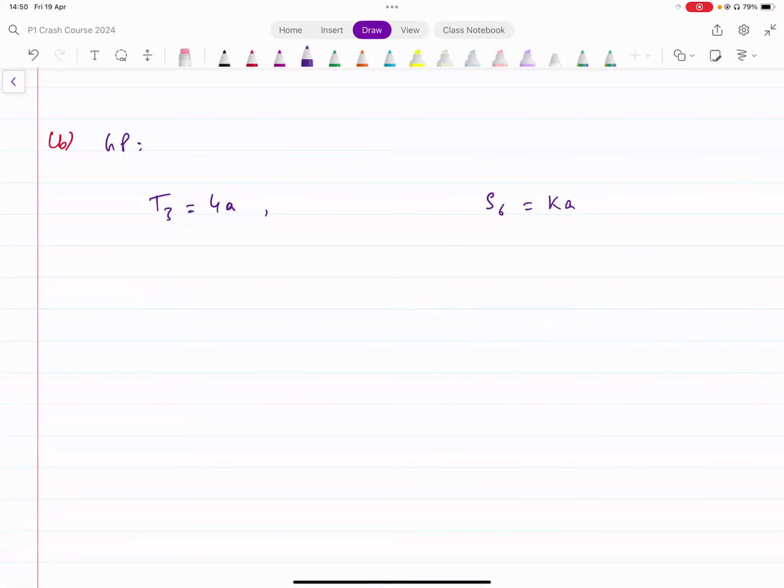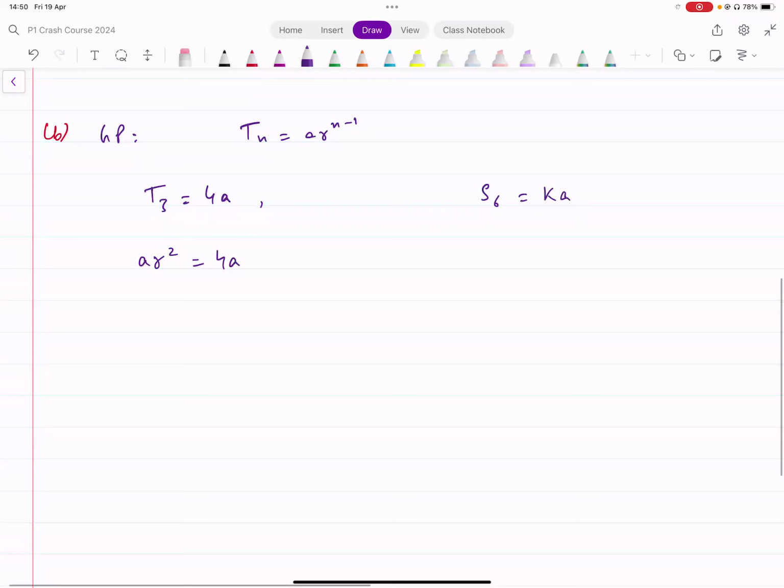What's the term formula for a GP? Term formula for a GP is AR raised to power n minus 1. That means A into R raised to power n minus 1. That means 3 minus 1. That's square. AR squared equals 4A. That's the first equation that we're getting. A and A get cancelled because the value of A cannot be 0. We can cancel it out.